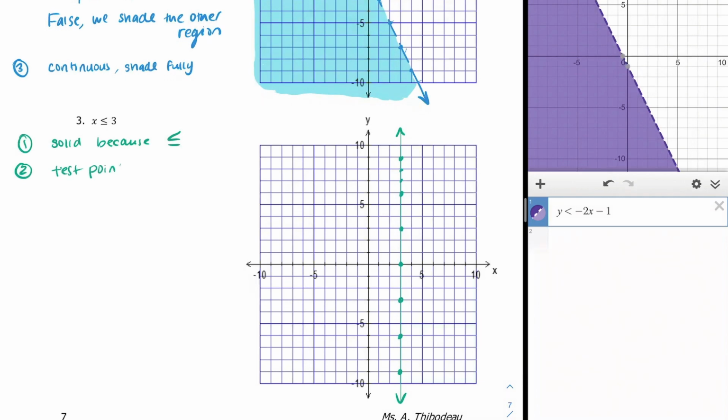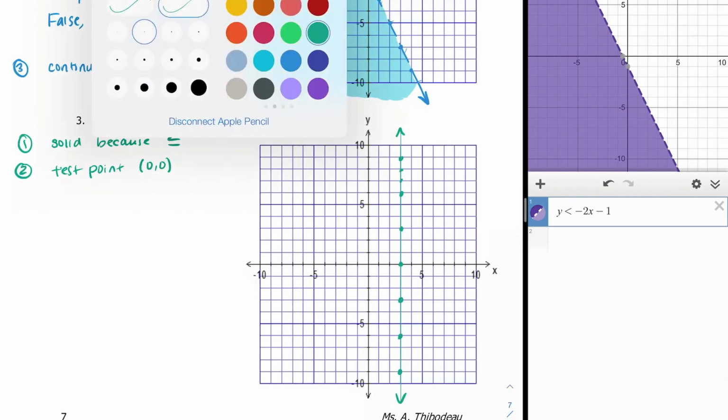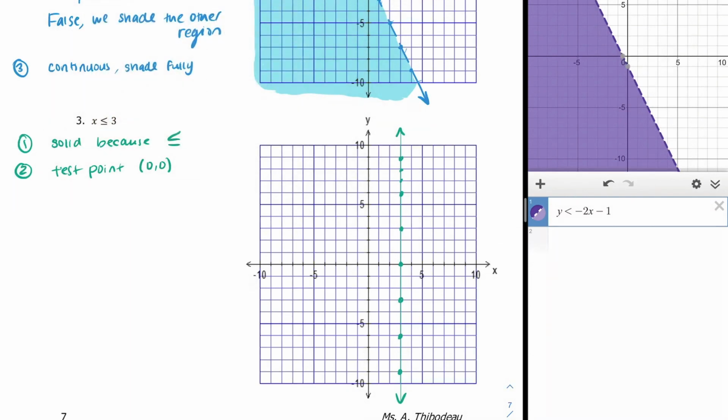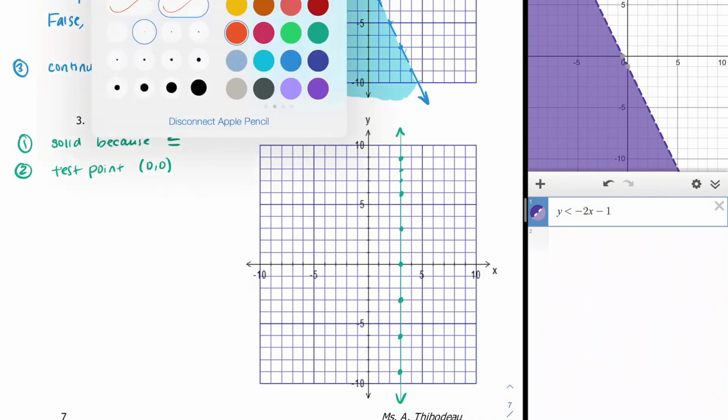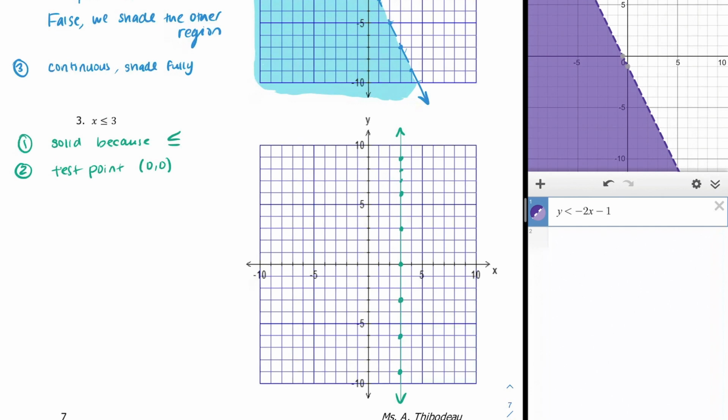Next, we are going to pick a test point. You notice that 0, 0 is not on the boundary line, so I'm definitely going to pick that. 0, 0 is probably my personal favorite, not only because it makes the numbers easy, but it kind of looks like an owl. Or a cat, depending on what you think. But every time I see it, I think of an owl. As long as it's not on your boundary line, you are good to go.